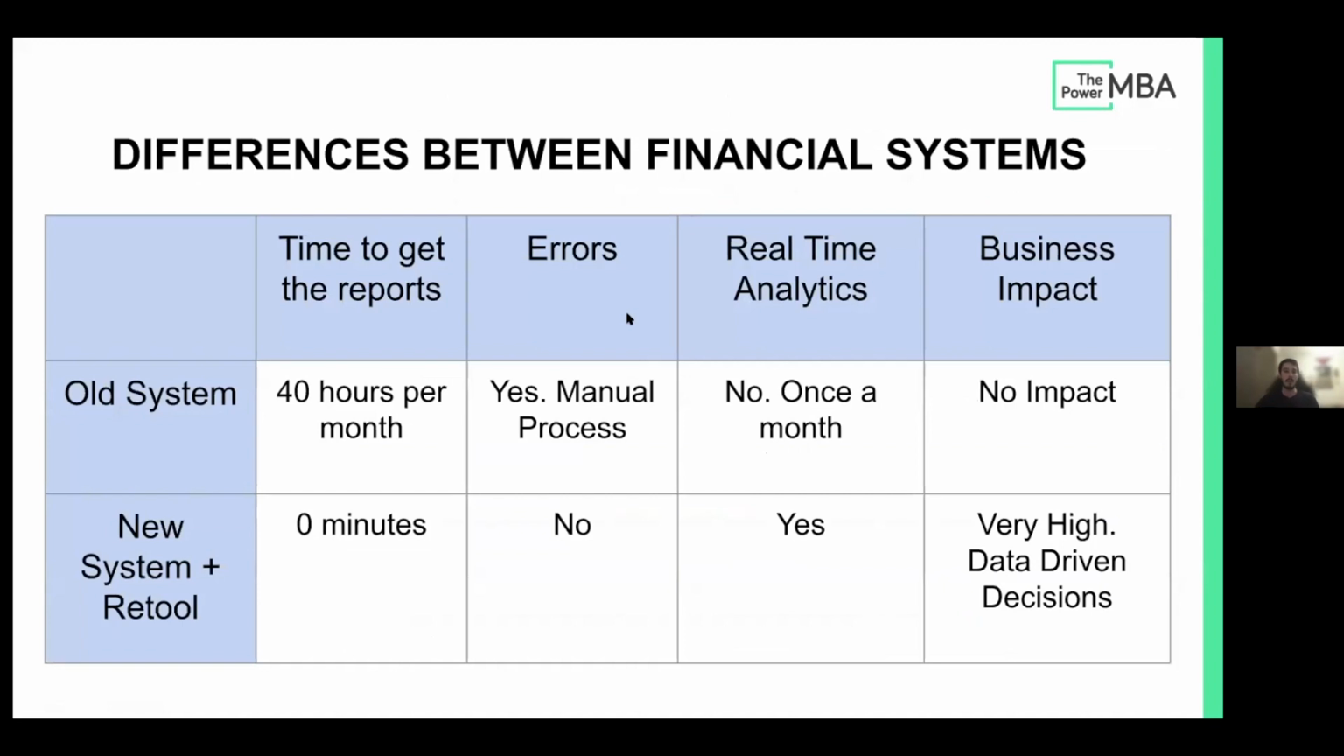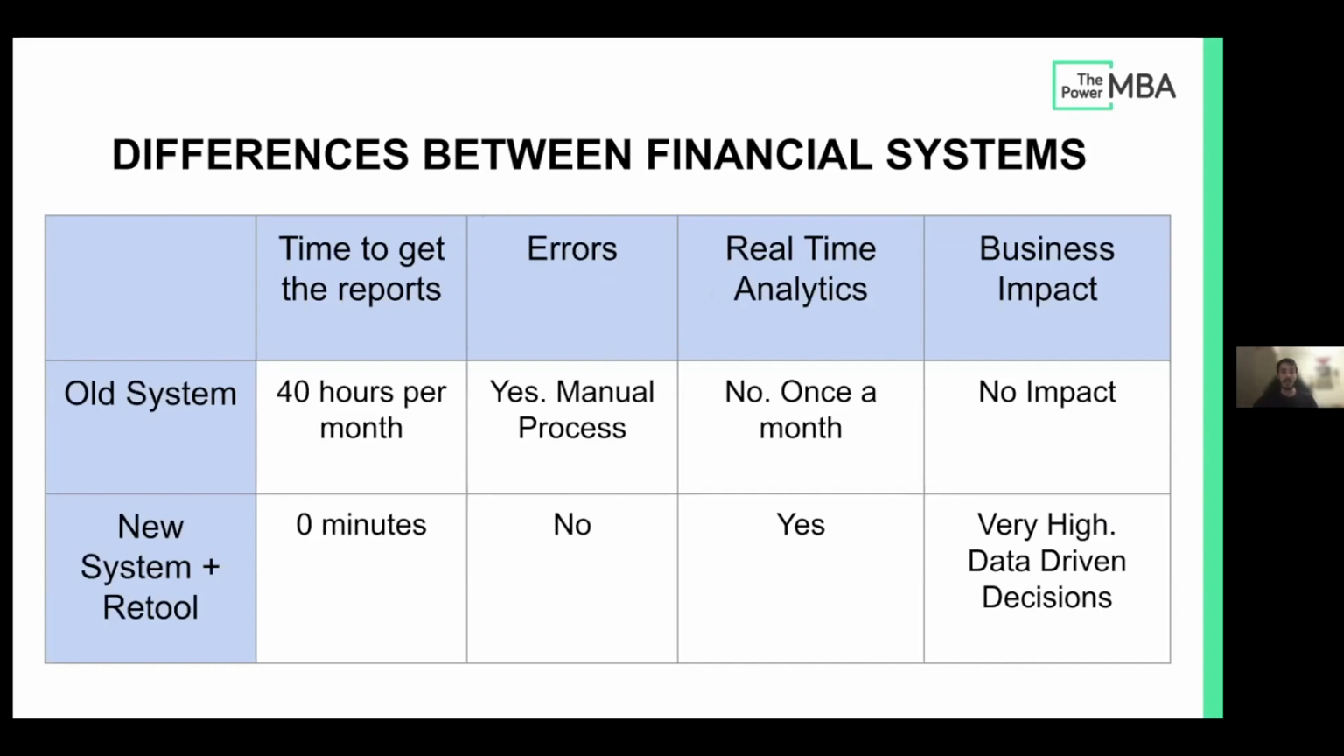And coming back to the financial system, I want to explain the difference again between the old system and the new one. So basically, the time to get the reports was 40 hours per month in the last system, because I had to be involved in that. It also had different errors because it was a manual process, and a manual process can always have errors. We weren't able to give real-time analytics, as I spent a lot of time to build it, and it had no business impact. It only gave the number of programs that were sold.